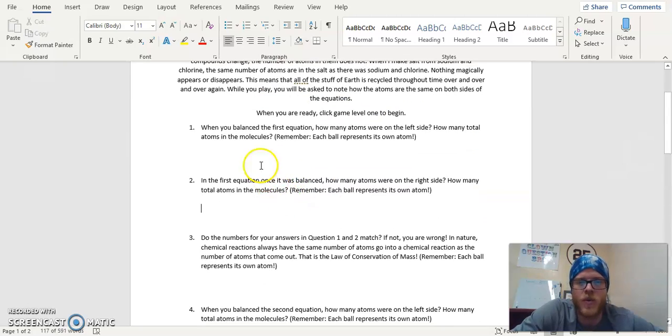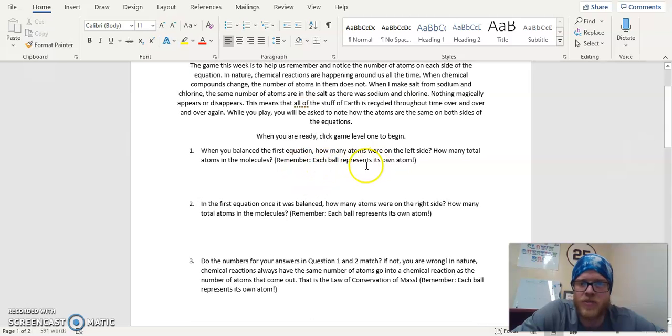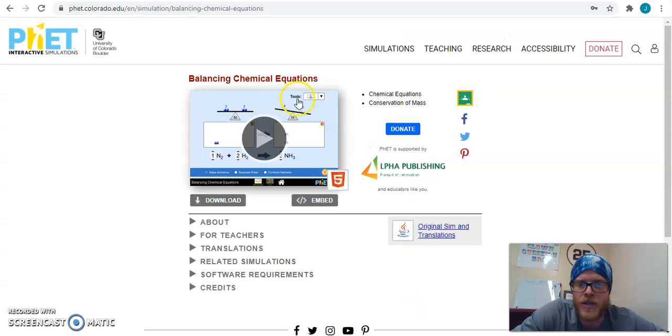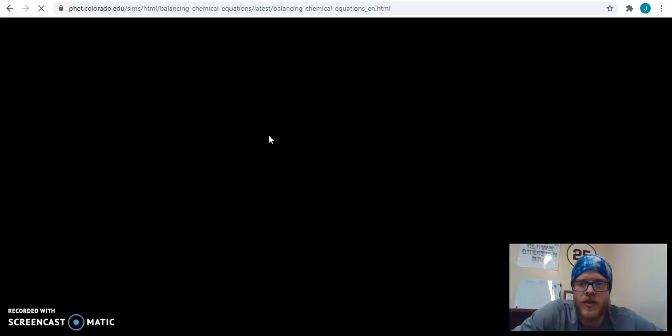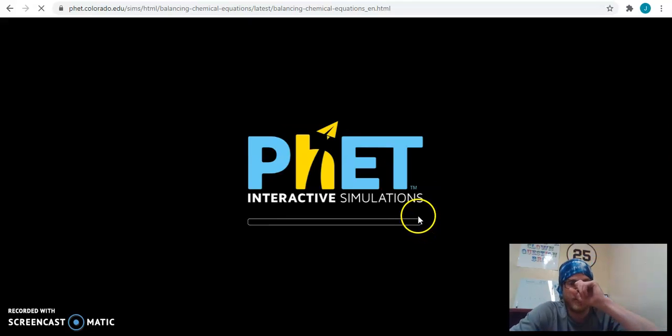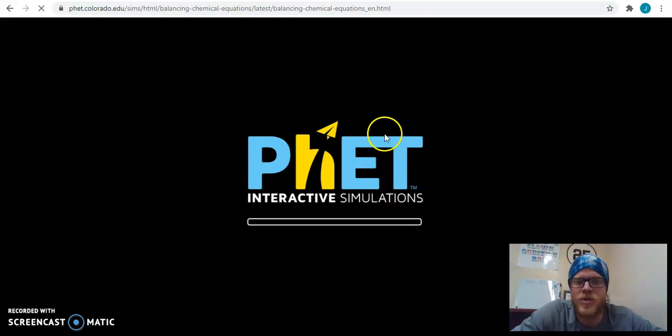Okay, so like number 1, it says when you balance the first equation, how many atoms were on the left side, how many total atoms in the molecule. Okay, and then it says remember each ball represents its own atom. So if we go to this activity, this should look familiar. This is something that we did earlier in the year. Okay, so you'll click on that.